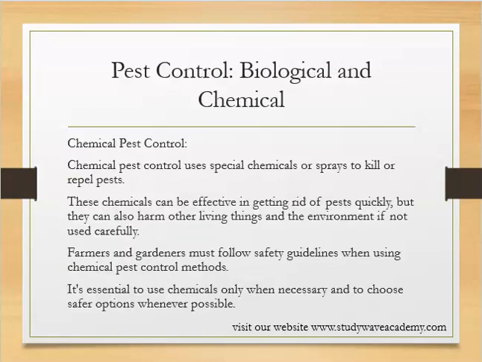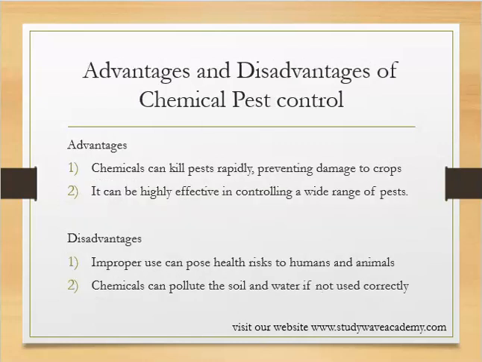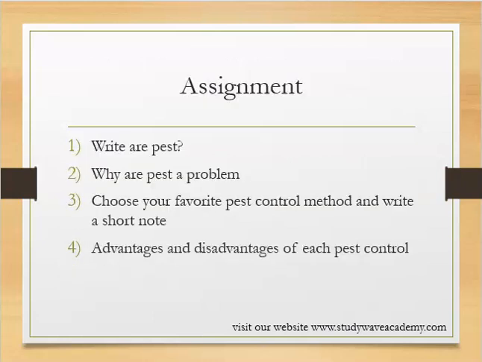We also talked about the chemical pest control, where it helps us kill the pest faster, and it also has its advantages and disadvantages. We talked about all that, right? So it will be easy for us to do our assignments, right?